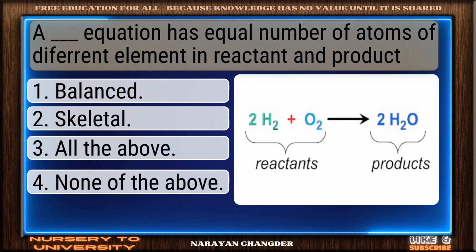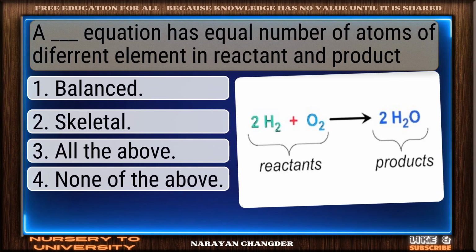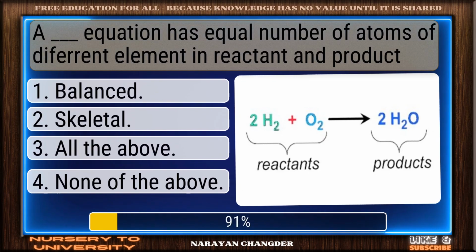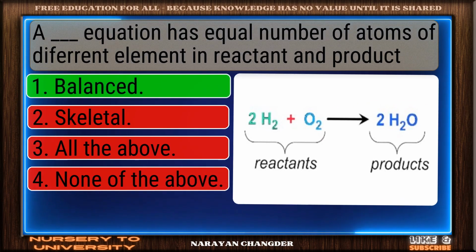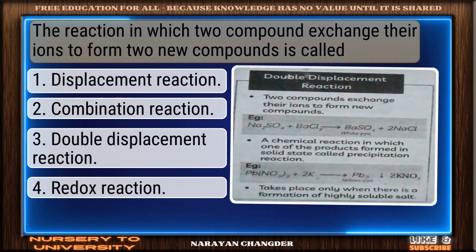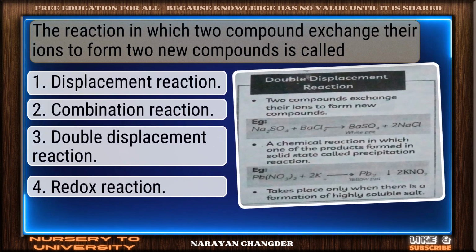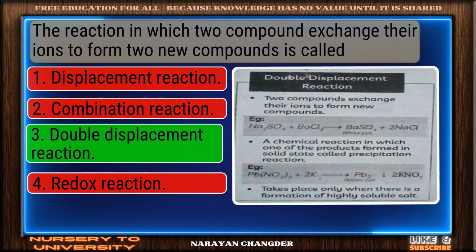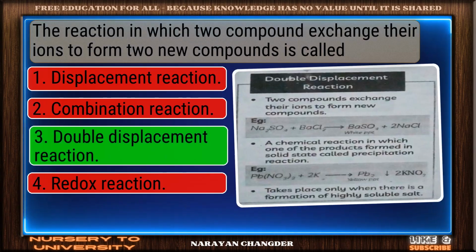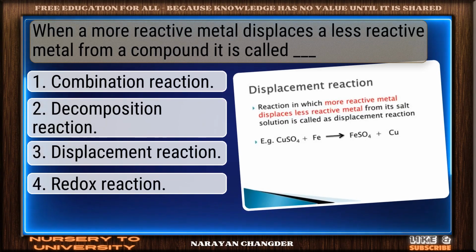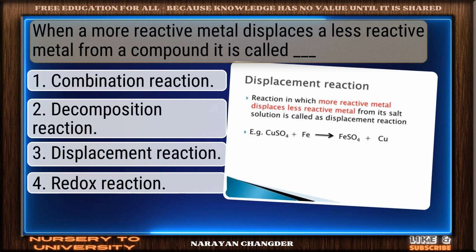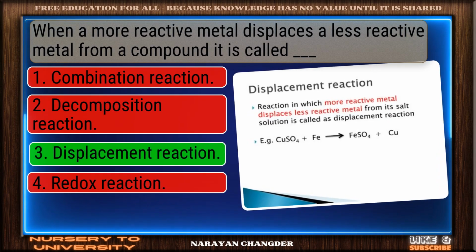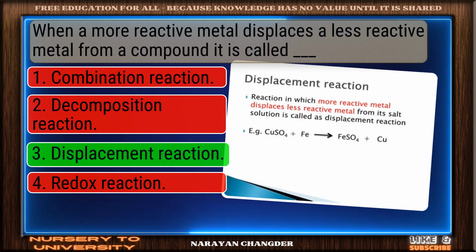A dash equation has equal number of atoms of different elements in reactant and product. Well picked. Balanced is correct. The reaction in which two compounds exchange their ions to form two new compounds is called. Correct response. Double displacement reaction is accurate. When a more reactive metal displaces a less reactive metal from a compound, it is called dash. Correct. Displacement reaction is spot on.